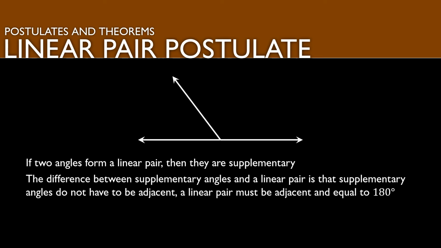So if two angles form a linear pair, they are supplementary. That's rule number 1. And again, the difference between the supplementary angles and a linear pair is that supplementary angles do not have to be adjacent. A linear pair must be adjacent and equal to 180 degrees.